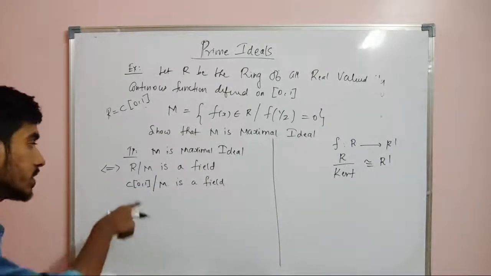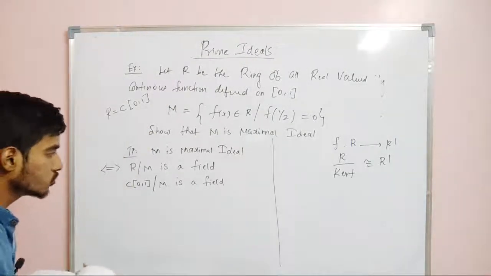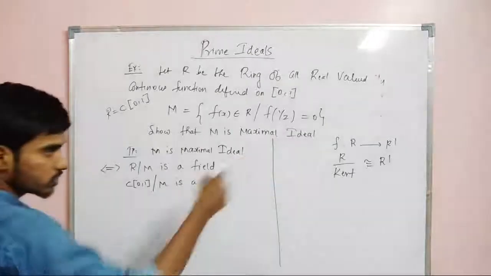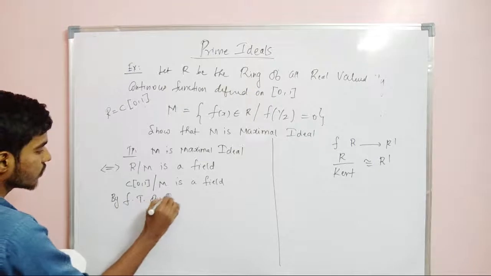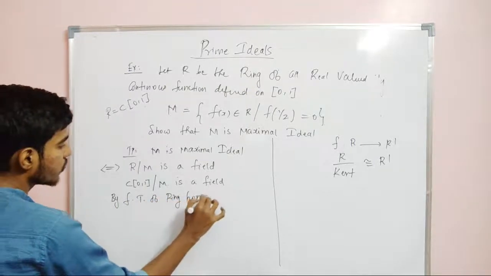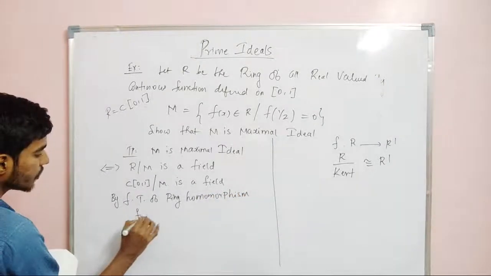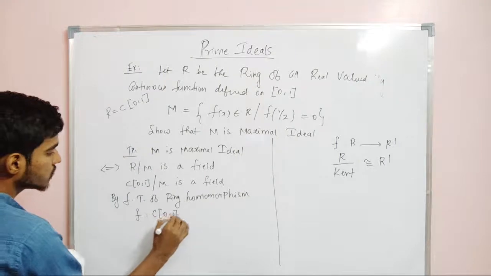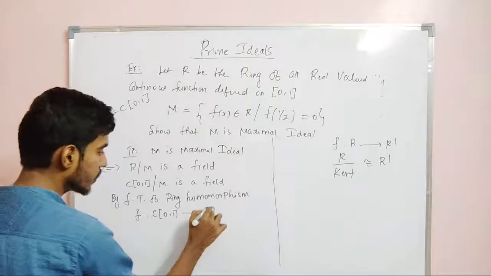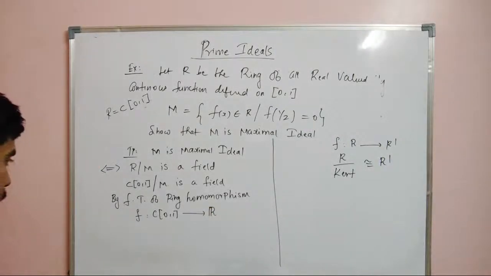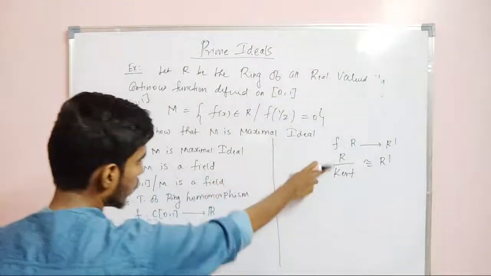That is, I'm forming a quotient ring R by M. Our R is the set of all continuous functions, and it's a field. For that, I'm going to use the fundamental theorem of ring homomorphism. What I'm going to do is define a map F from the closed interval [0, 1] to R, the real numbers, and I'm going to show that R by kernel of F is a field.